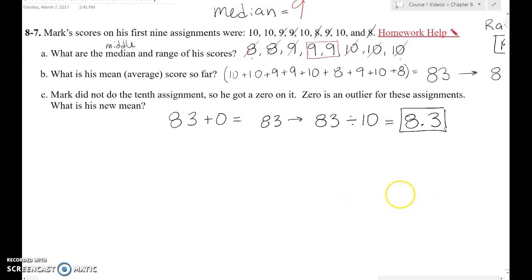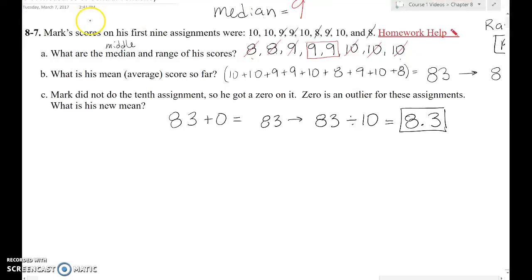And then what is his mean or average score so far? So I added all of these scores up together and got that in total he got 83 points. So 83 points total on those 1, 2, 3, 4, 5, 6, 7, 8, 9. I got 9 here. What didn't I do up here? Maybe I didn't get the right one. So I had 1 8, 2 8s, and then I had 1, 2, 3 9s, and I had 1, 2, 3, 4 10s. I had 4 10s here.